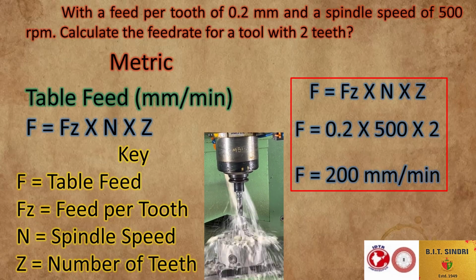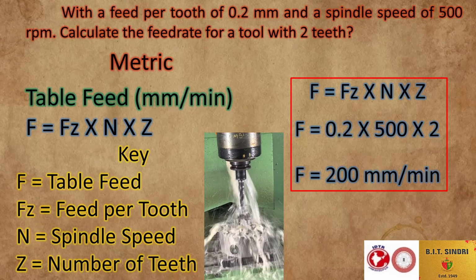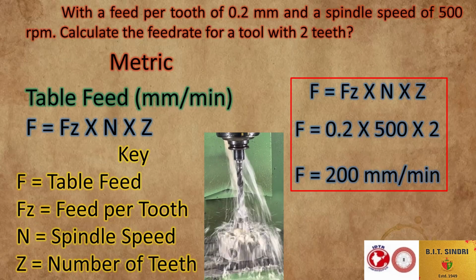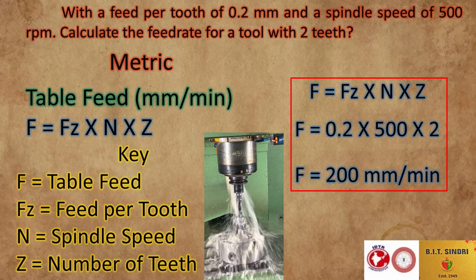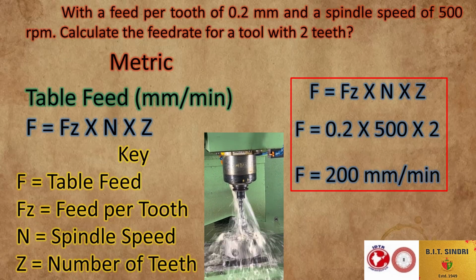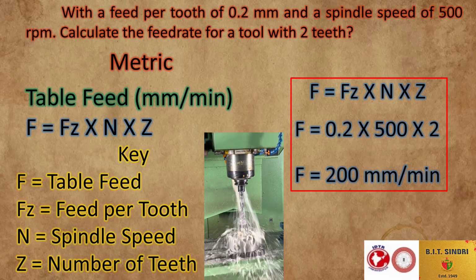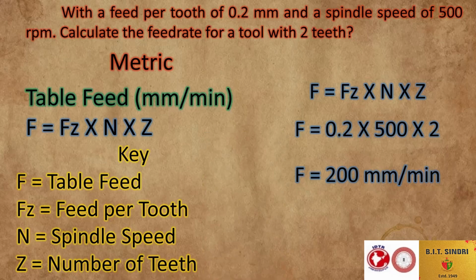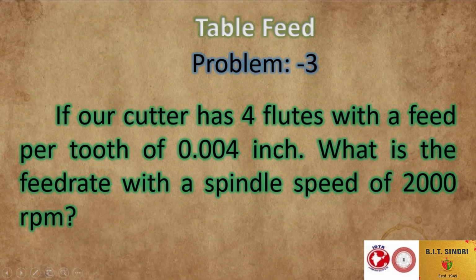So the only information that we need help with is finding our feed per tooth, and we would get that from the tooling manufacturers, and it is normally supplied on the box that the tool comes in. So let us do another example in inches. Again, let us do an Imperial example.